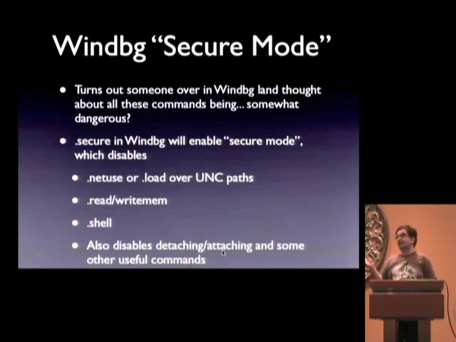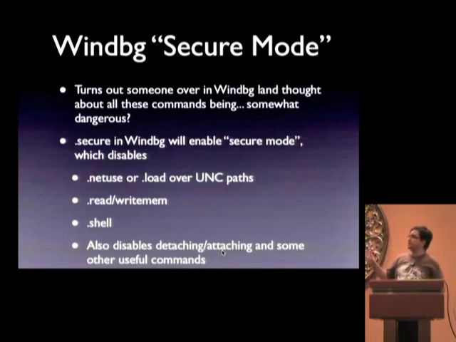Because at first, I saw there was a .secure 1, which enables it, and so I thought, oh no, please don't tell me .secure 0 disables it, because then my packet will just send a .secure 0. Turns out that once it's enabled, you can't disable it anymore.